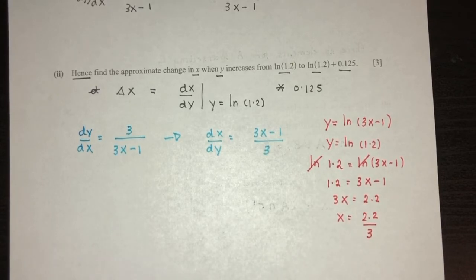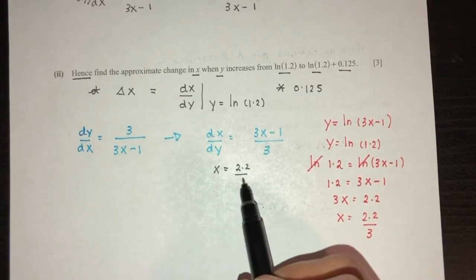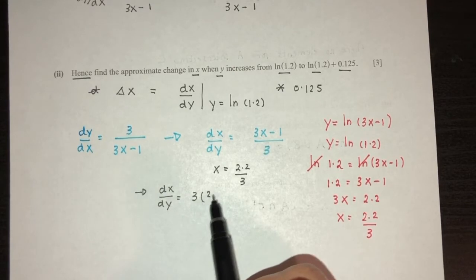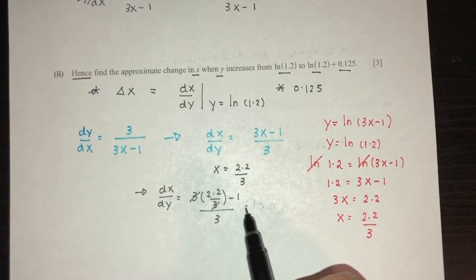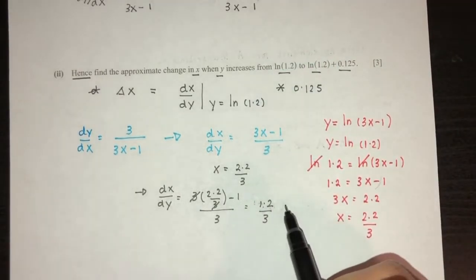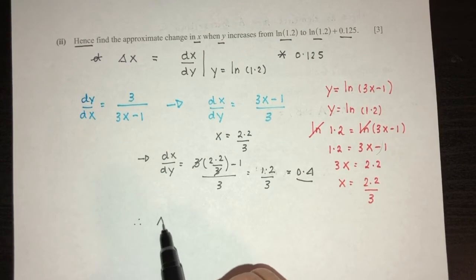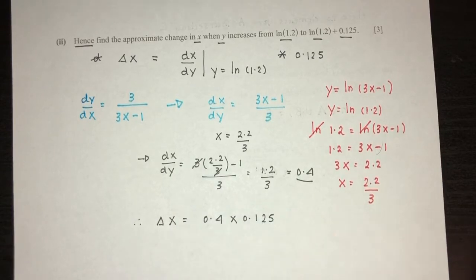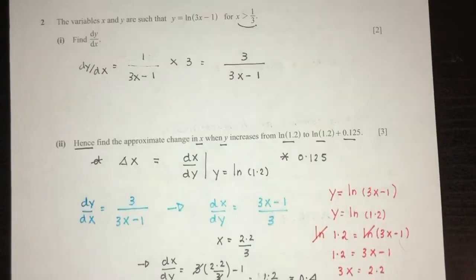Okay, so basically now we have to find the value of dx by dy when x is equal to 2.2 divided by 3. So this will give you dx by dy is equal to 3 times 2.2 over 3 minus 1, divided by 3. So cancel out, you will have 1.2 divided by 3, that will give you 0.4. Okay, so now once you have this value, replace back in your main equation. So approximate change in x is equal to 0.4 times 0.125. That will be 0.05 as your answer. That is your question number 2.